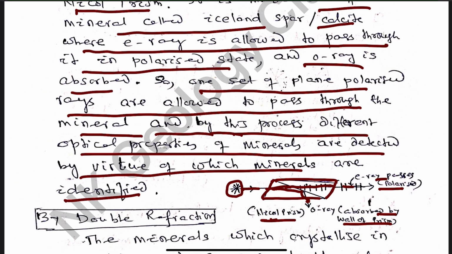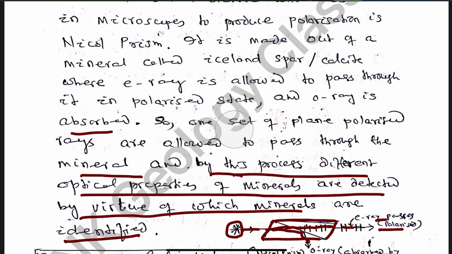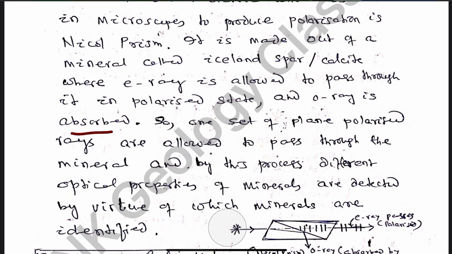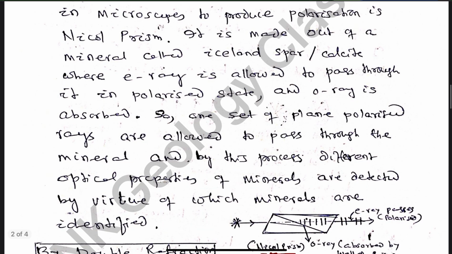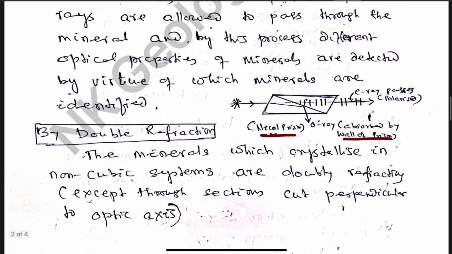So, in the case of the nickel prism, one set of light rays vibrating parallel to the short diagonal of the calcite rhomb is allowed to pass through, and the other ray, that is the O ray, which vibrates in a plane perpendicular to that of the E ray, is thrown to the sides of the prism, where it is absorbed by the black coating that is there in the nickel prism.